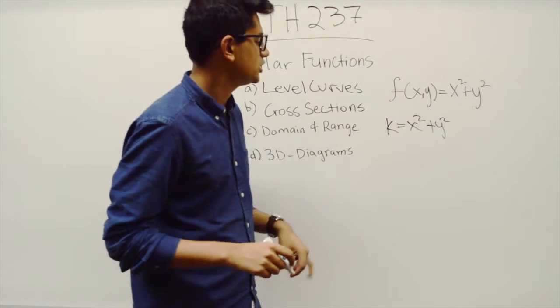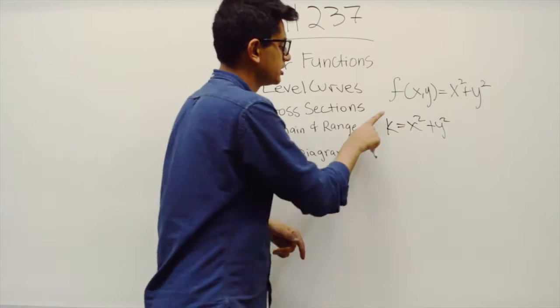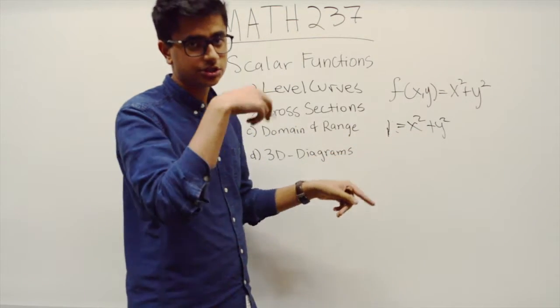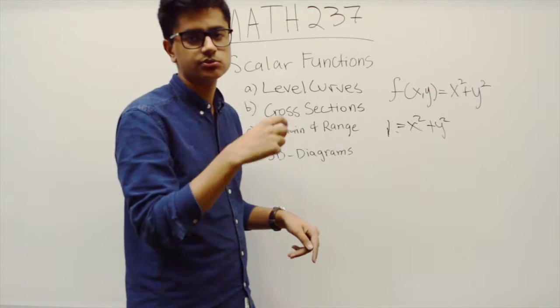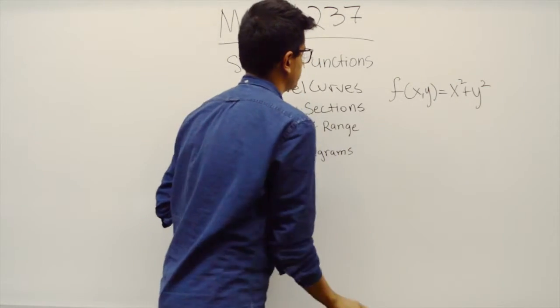Let's say you pick k equals 0. That's x squared plus y squared equals 0, which is just a point at the origin. Let's say you pick k equals 1. X squared plus y squared equals 1 is a circle about the origin of radius 1. Graph that and keep doing that, and that's the idea of level curves.